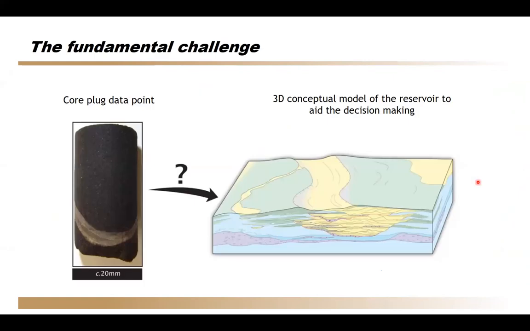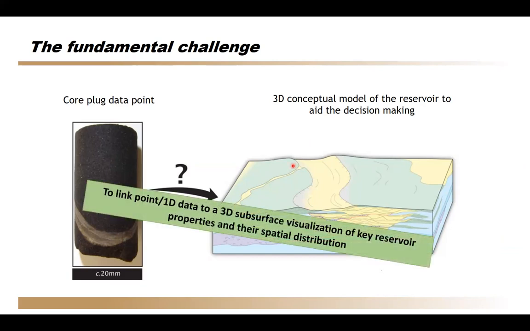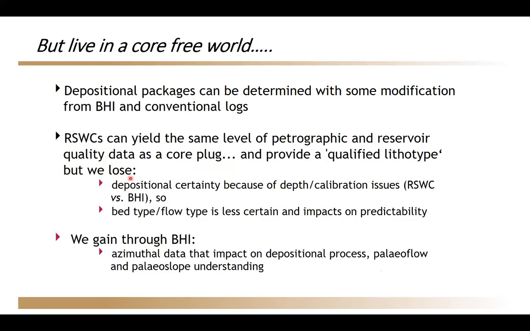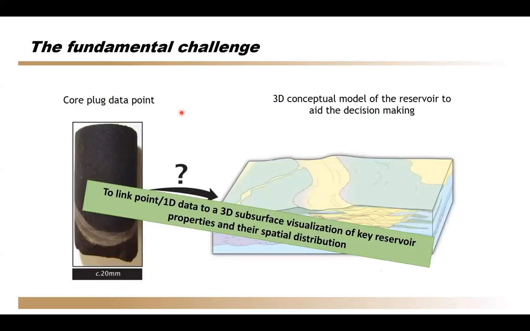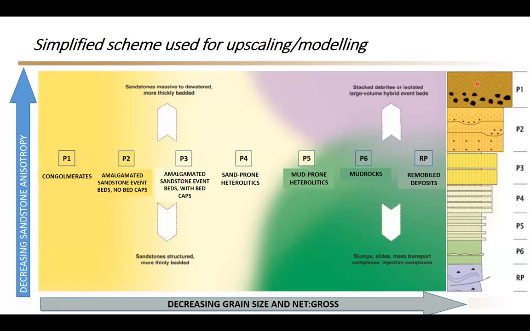So till now, I made all of this analysis in a core, but actually I need to link this 1D data from the core into a 3D conceptual model, into a 3D reservoir, to make decisions and predict the quality of my reservoir. So I need to convert the data from the core to the uncored interval. As we know, we live in a core-free world. So I need to track my depositional packages from the core into the uncored interval by using the image log, by calibrating my log interval with the image log. And from the image log and the conventional log, I will detect the actual depositional packages I have interpreted here.